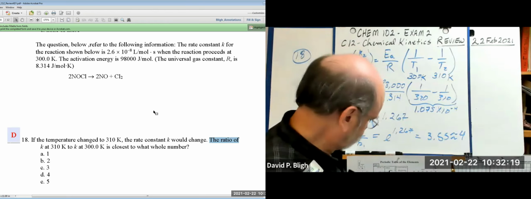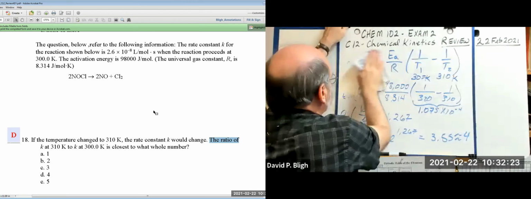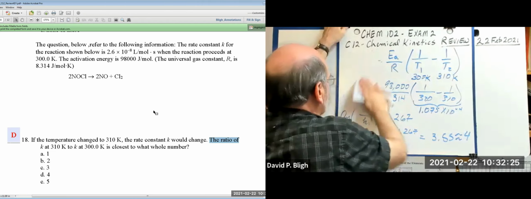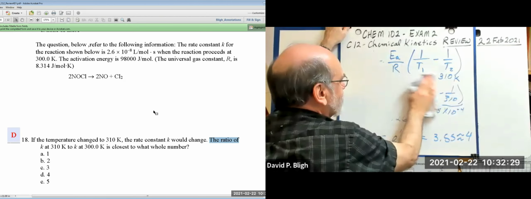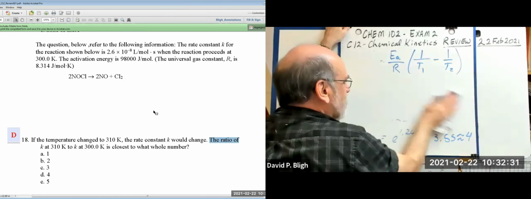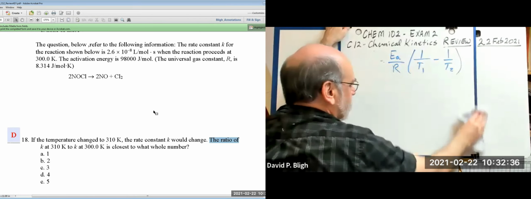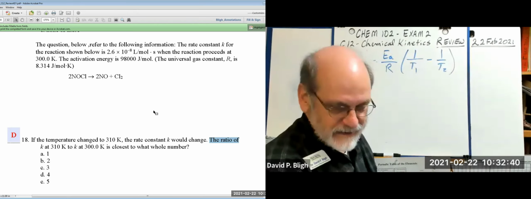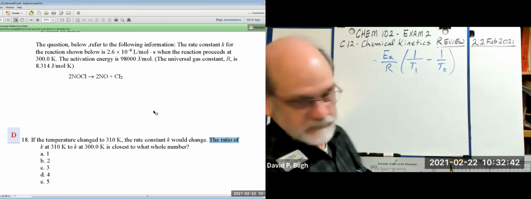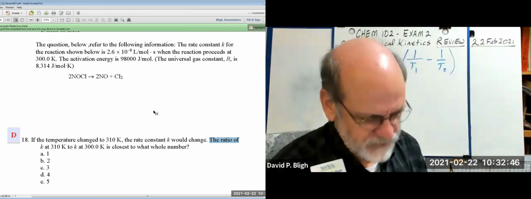Okay, that's number 18. Maybe I better not erase all that. I might need it again. Let's see what problems are coming up, and then maybe I'll erase it. Okay, my stylus keeps drifting on me. All right, so let me mark that one off. We've done 18.